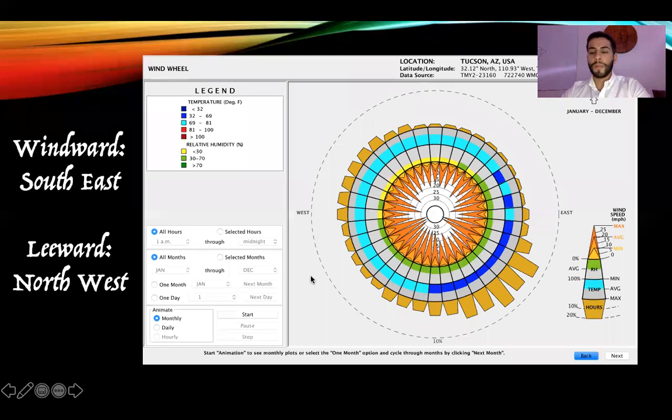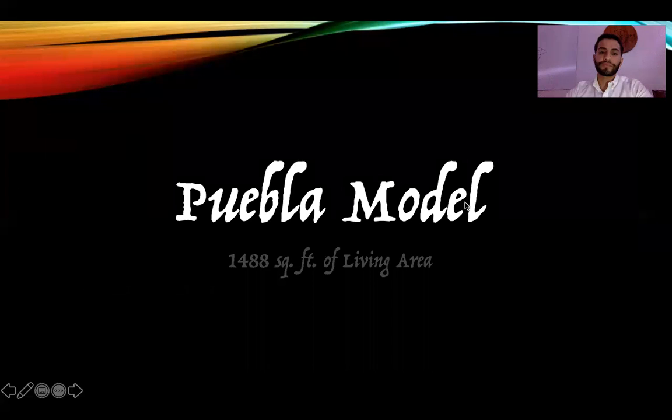This is a wind wheel. This essentially tells you the direction of your wind as well as the speed and temperature. Very important things to consider when you're trying to create natural ventilation in your home. And so windward is going to be the southeast. That means that your wind is going to be directly hitting your home from the southeast, the windward side. The opposite side of that is going to be the leeward side, known as northwest in this case.